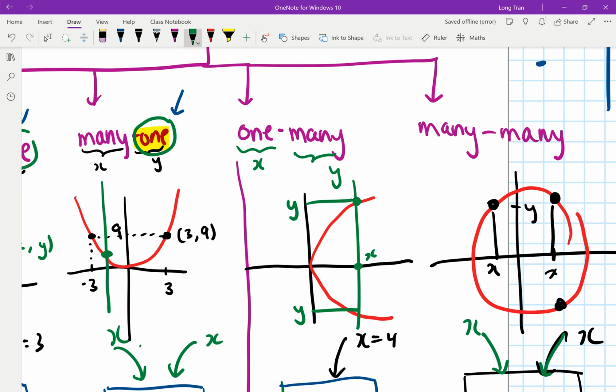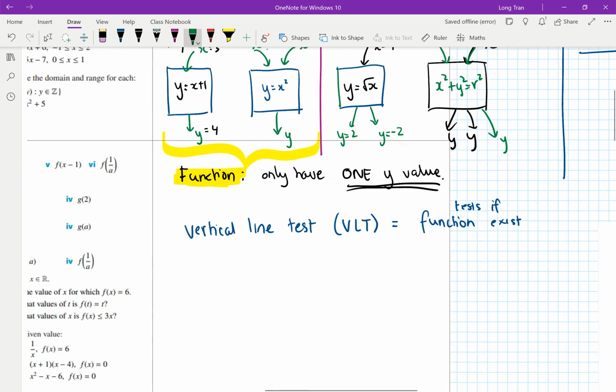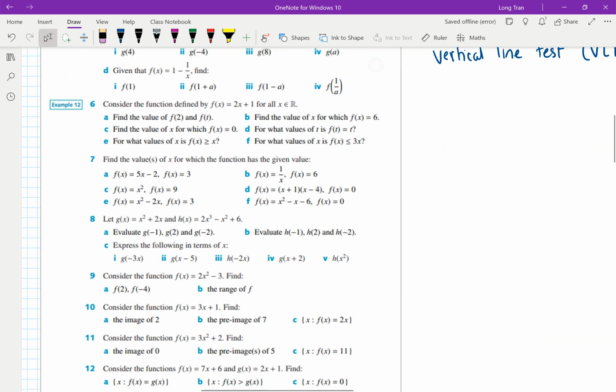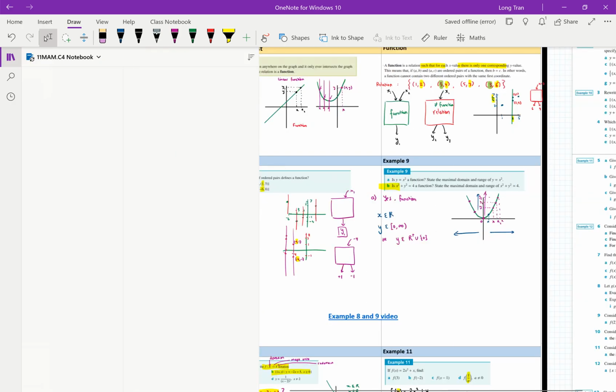When you do a vertical line, if it crosses twice, it clearly shows you're going to get two y values. If you get two y values, that's clearly not the definition of what a function is. A function says you only have to have one y value. This can't be a function, so of course the vertical line test means you're testing if it's a function or not. Okay? So, vertical line test in a nutshell, doesn't matter which exercise you get. Let me go to 5D just to prove my point here.